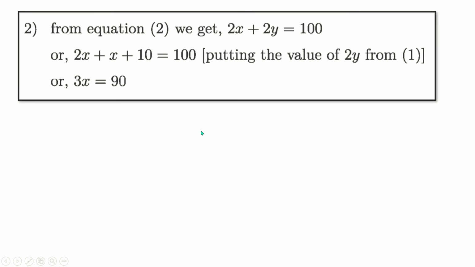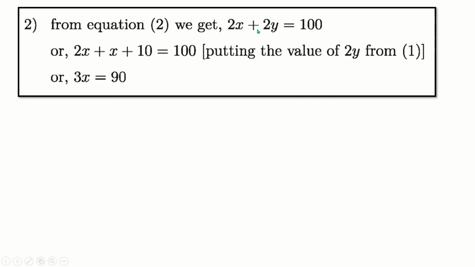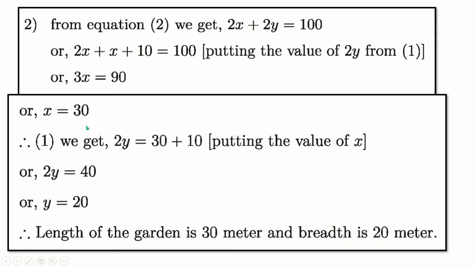Now 2 number. From equation 2 we get 2x plus 2y equals 100, but 2y is equal to what? 2y is equal to x plus 10 from equation 1. Or 3x is equal to 90, because after subtracting 10 from 100 we get 90. Therefore x is equal to 30. Again from 1 we get 2y equals 30 plus 10, because equation 1 was 2y equals x plus 10. As x is equal to 30, we put 30 here. Therefore 2y is equal to 40, therefore y is equal to 20.